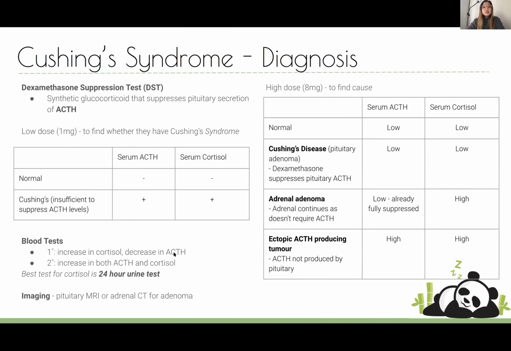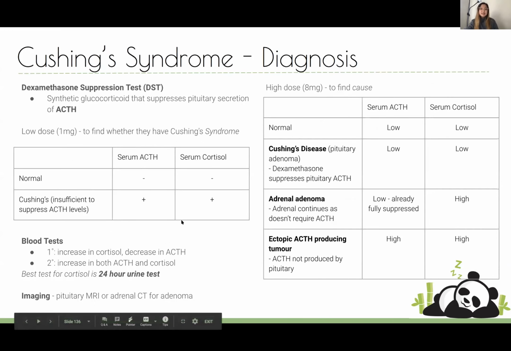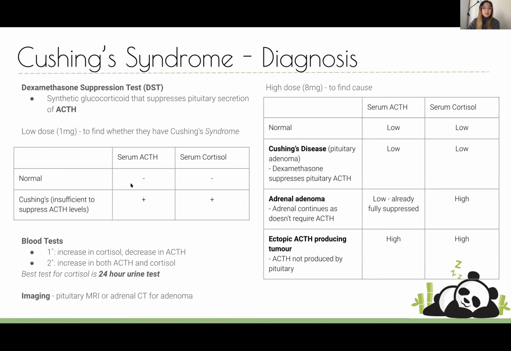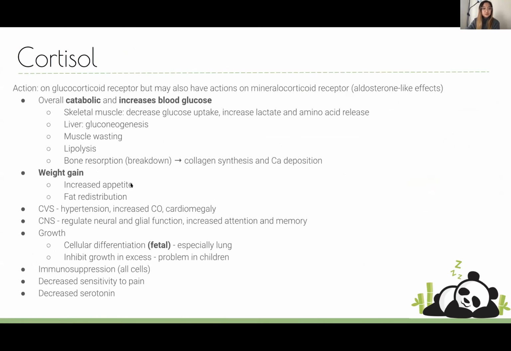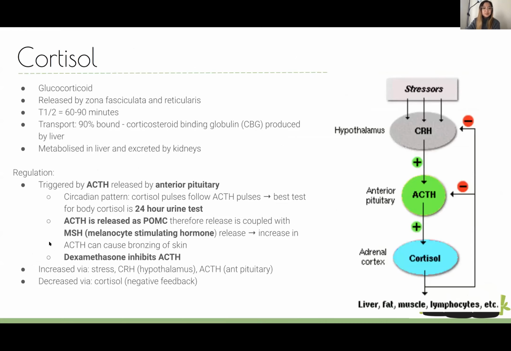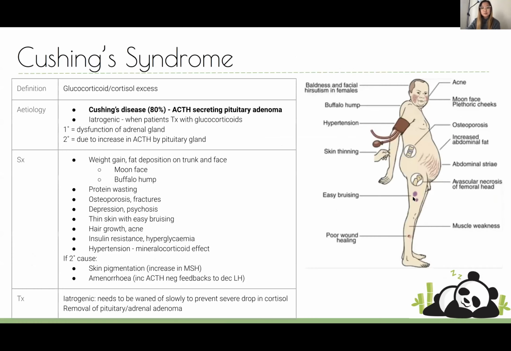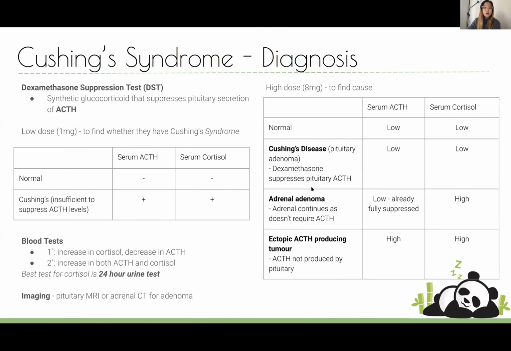So how do you diagnose it? How do you investigate it when you suspect something like this? You do a dexamethasone suppression test. So if you think back to just here, we said that dexamethasone inhibits ACTH, the hormone causing an increased release of cortisol, and that it does that by suppressing the pituitary secretion directly.